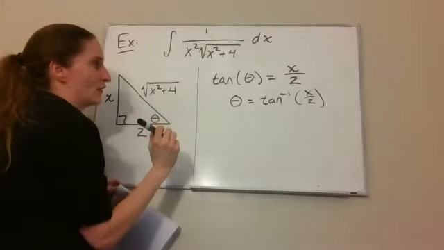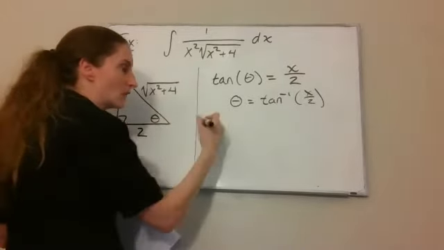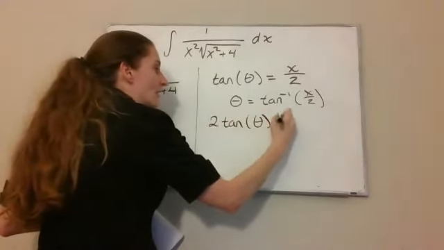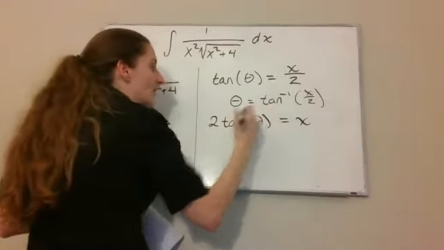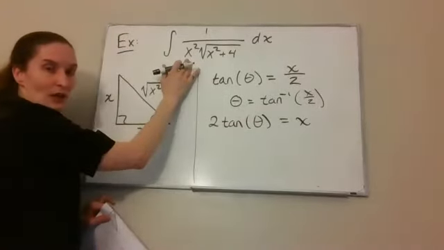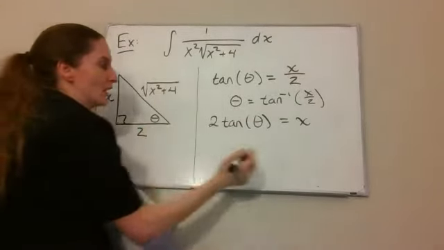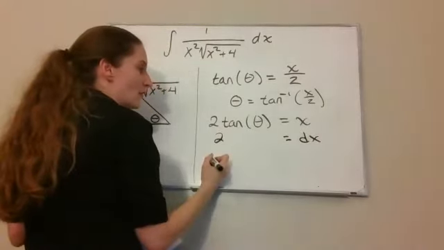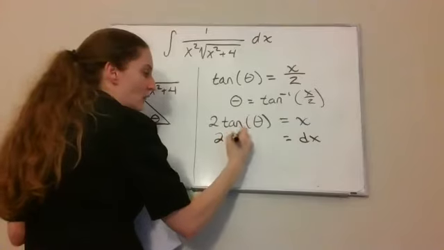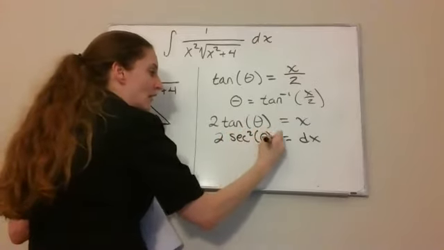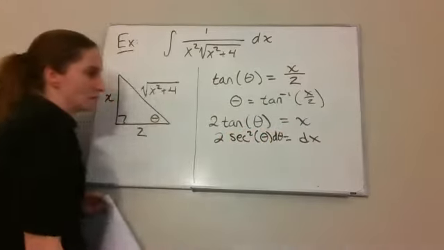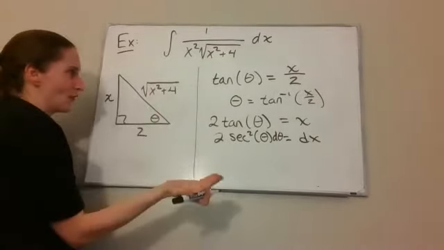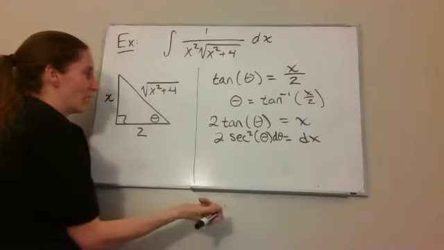Taking my tangent of theta equals x over 2, I can solve for x. 2 times the tangent of theta is equal to x. So now I know what x is, I can plug that in for the x squared, and we can find dx by taking the derivative. The derivative of 2 tangent theta is 2 secant squared of theta d theta. So now I have the x, I have the dx. Let's just figure out what the square root is and we're good to go.